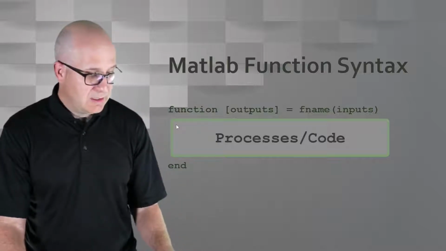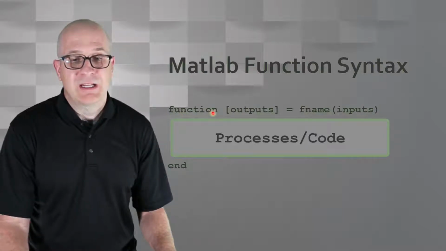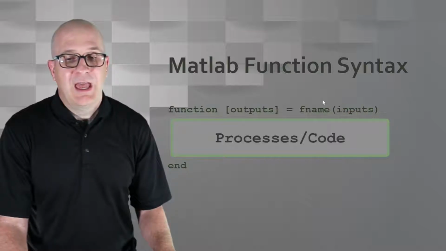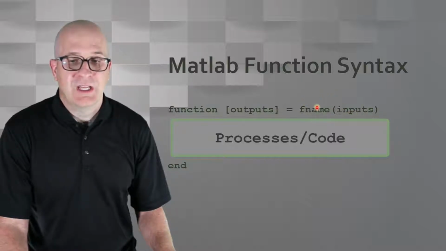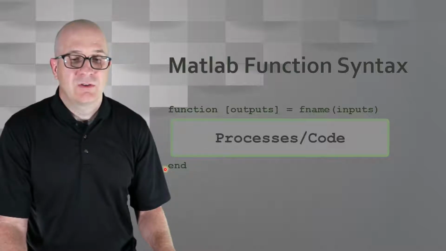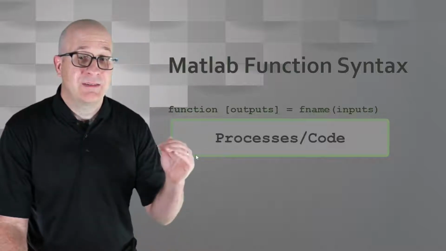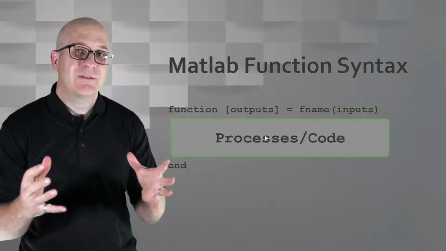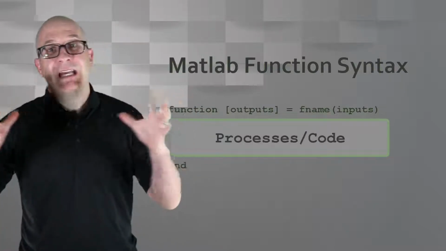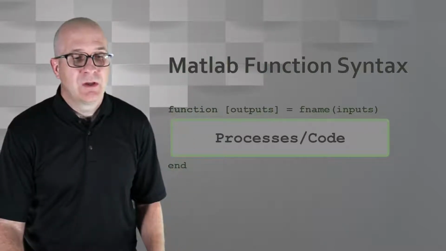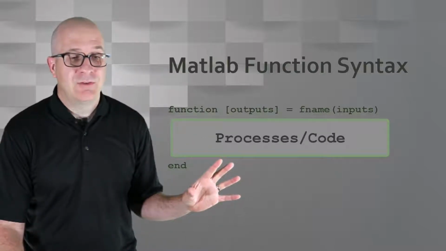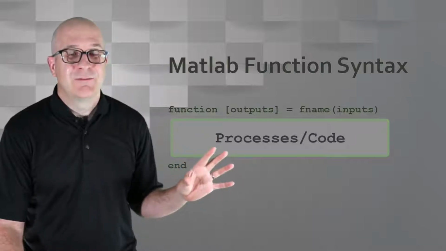Before we do, I'm just going to quickly reiterate: you write the word function, you have outputs, you have inputs, and then this is the process or function name. At the end of our function, we use the term end to tell MATLAB that's the end of the function. Within the function is the processes or code that we're going to hide from other users, or essentially encapsulate inside the function. So let's see if we can take what we just did in MATLAB and turn it into a function for people to use.